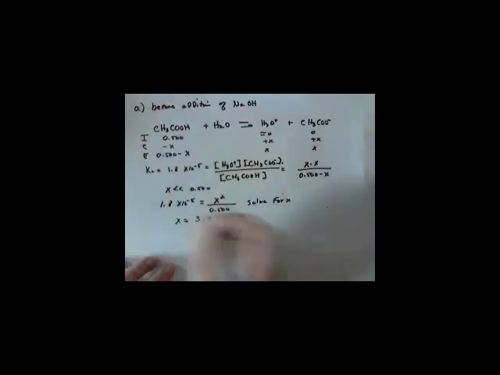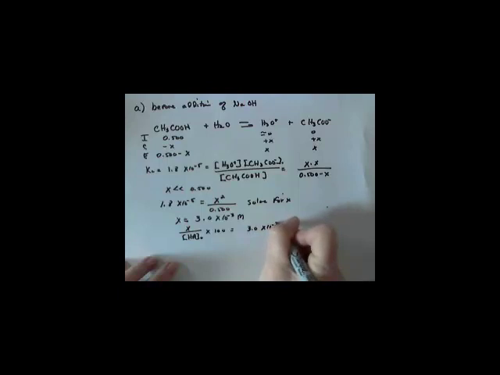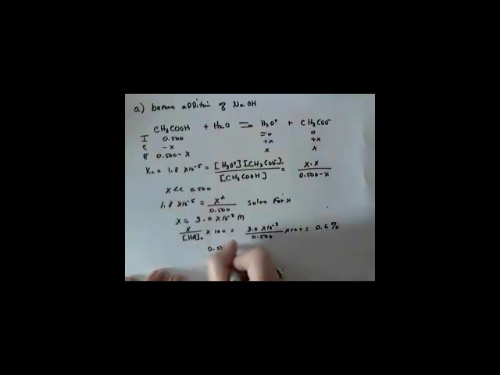So we're going to take x and divide it by the initial acid concentration, and then multiply by 100. So we have 3.0 times 10 to the negative 3 divided by 0.5 times 100. And that is going to give us 0.6%, so we're okay.